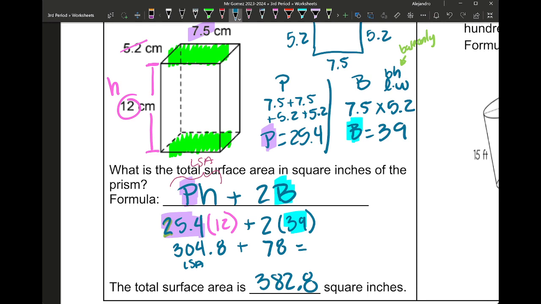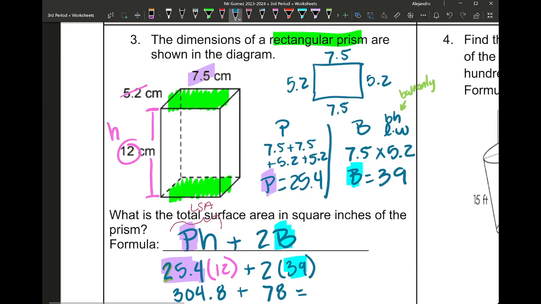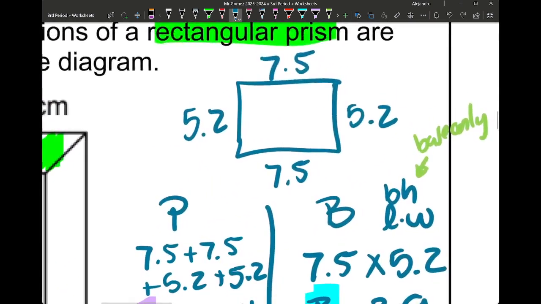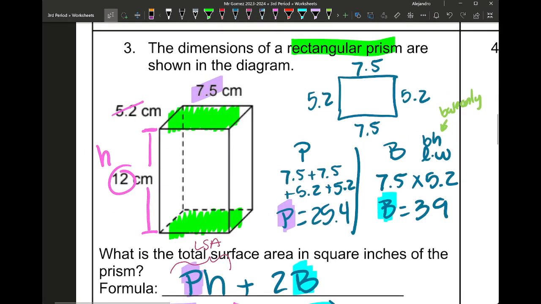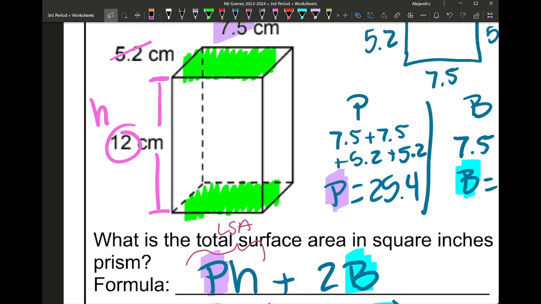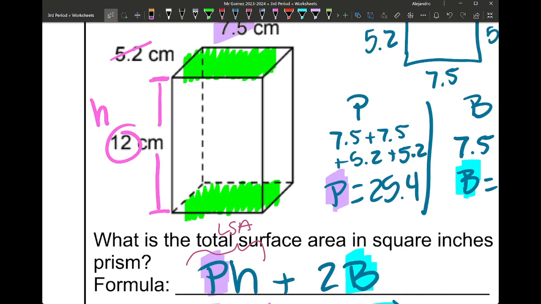Any questions on this one? Again, identify your base, draw it on the side, label it, find the perimeter for it, find the area for it, then plug in those values into the formula that is PH plus 2B. And the height is the only number that we had not used when we used the base, which is going to be the distance between the two bases in the prism.